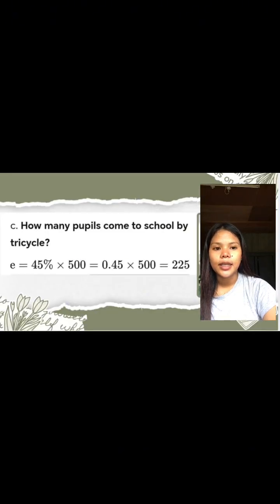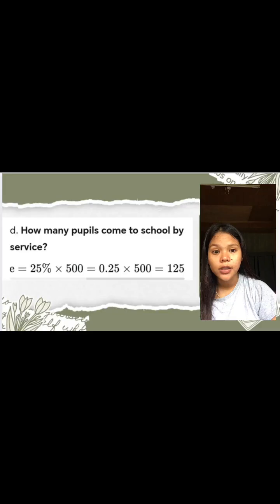And then C, how many pupils come to school by tricycle? The tricycle is 45%. Times 500 equals 225. Last, how many pupils come to school by service? The service is 25%. Times 500 is 125.